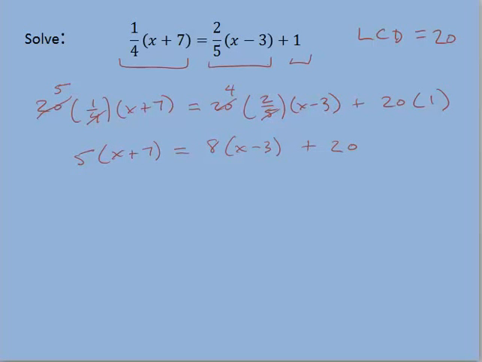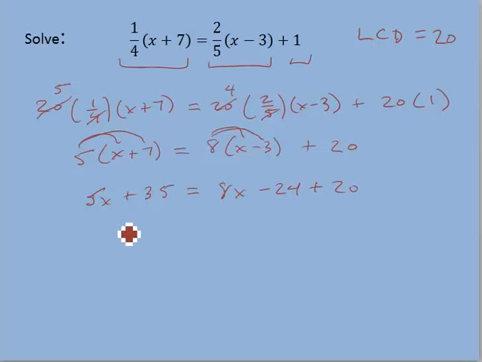If you don't clear fractions after this step, it means you didn't pick a good LCD, and you should go back and find the true LCD. Once we're here, we're ready to distribute and solve as normal. So 5 times x will give us 5x. 5 times a positive 7 gives us plus 35 is equal to 8 times x, which gives us 8x. 8 times a negative 3 gives us negative 24, just distributing 8 through, and then plus 20.